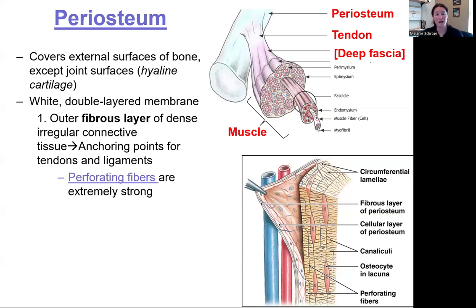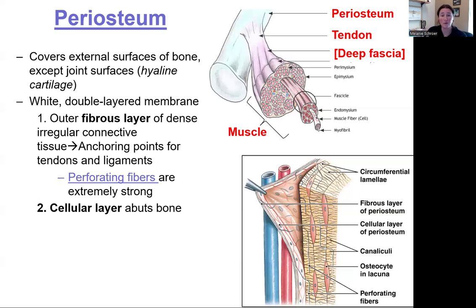The perforating fibers extend all the way from this outer fibrous layer, the really strong, tough, protective part, all the way down into the outer layers of the bone. And so here on the very outside, we can see the fibrous layer of the periosteum, and this is a perforating fiber deep inside the bone.